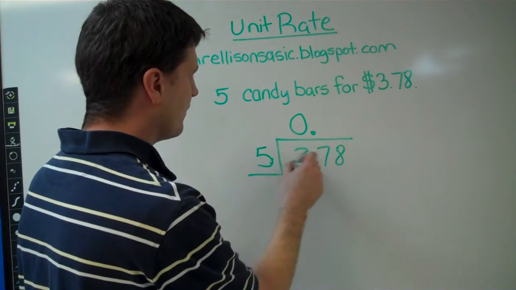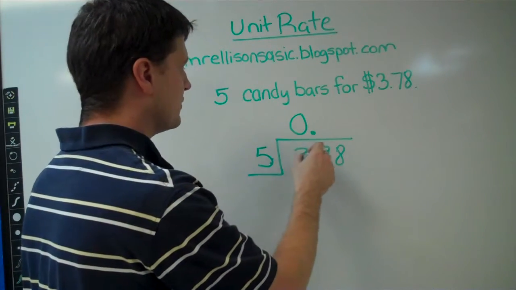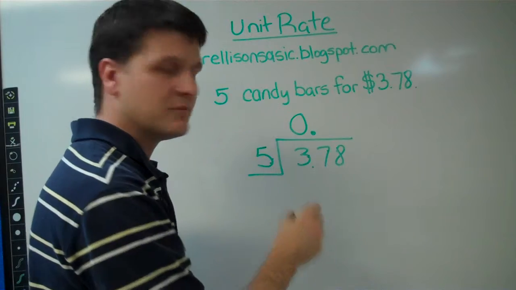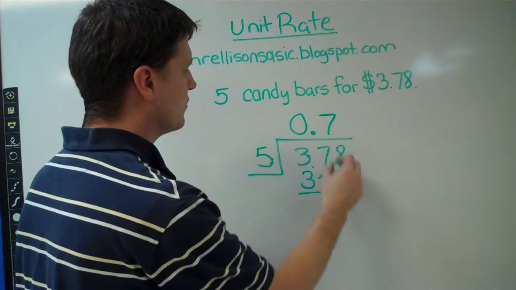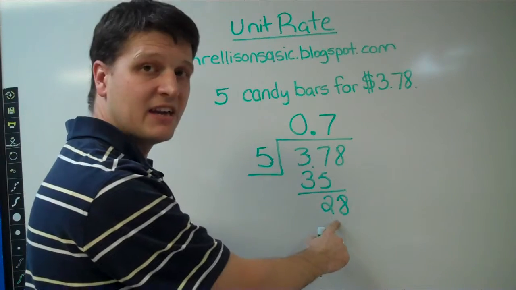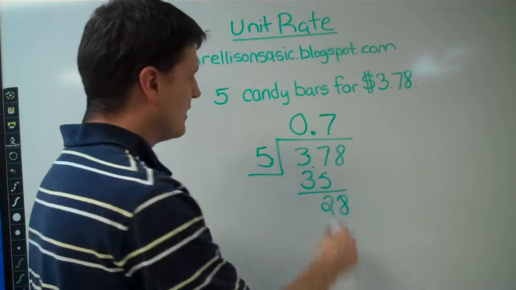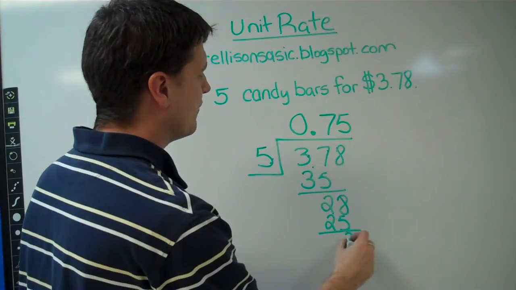So we're going to go, 5 goes into 37 7 times. 7 times 5 is 35. Leaves us with the remainder of 2, and we bring down the 8 to make 28. Now, 5 goes into 28 5 times. 5 times 5 is 25, with the remainder of 3.